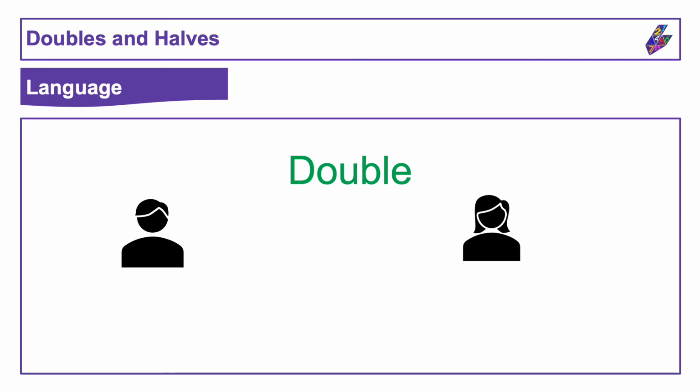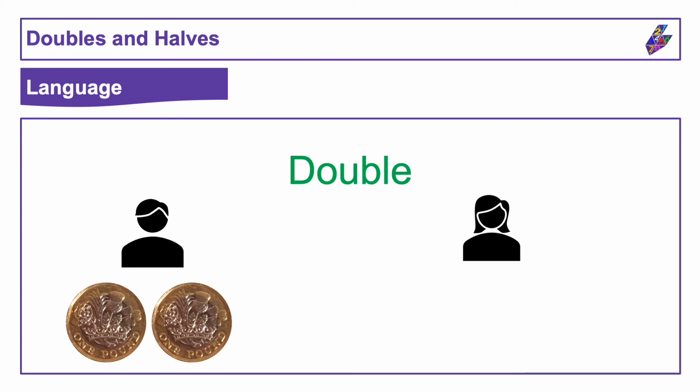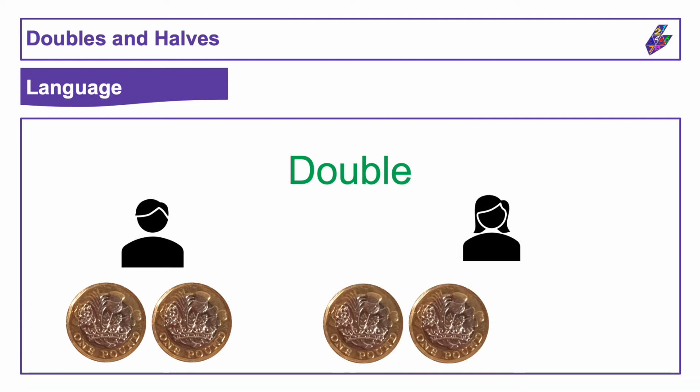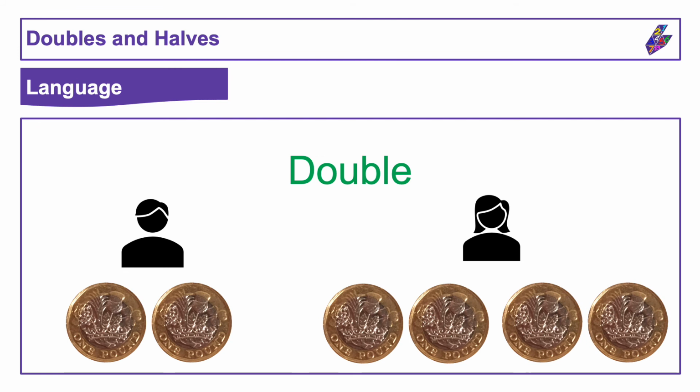Let's have a look at some other doubles. If Calvin has £2 and Jessica has double the amount of money, how much does Jessica have? Double the amount means you have 2 lots of the same amount. So we need 2 lots of £2. So Calvin has £2 and Jessica has £4, which is double the amount, or twice as much.